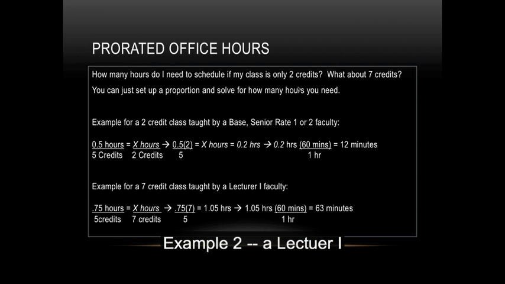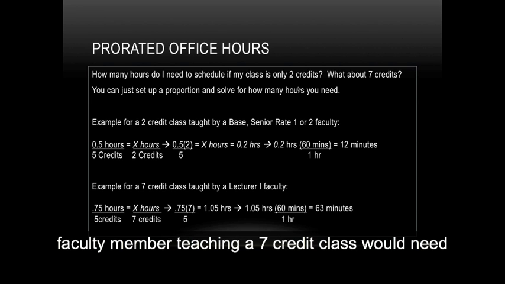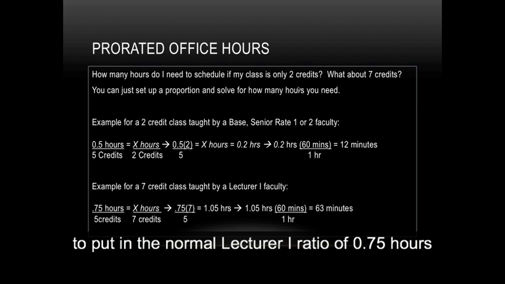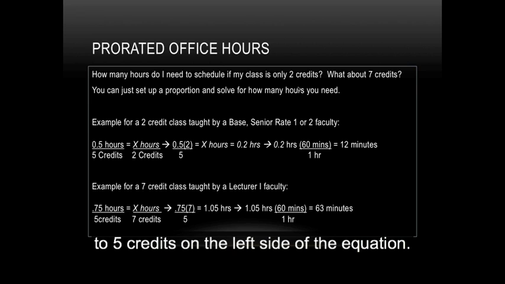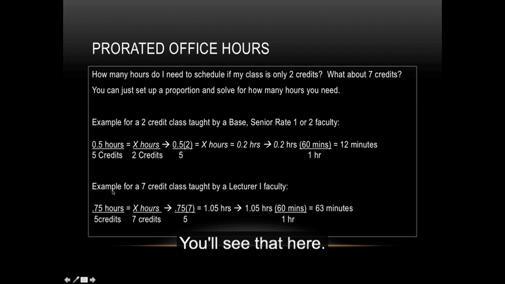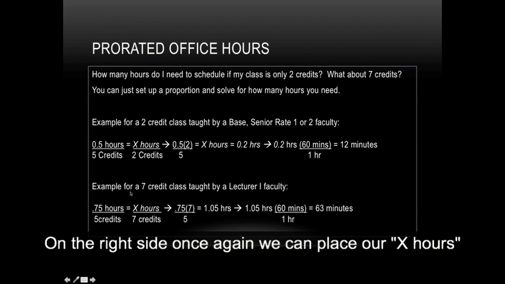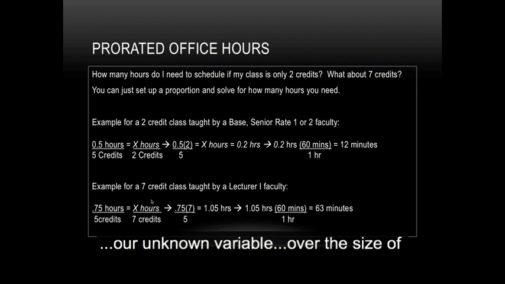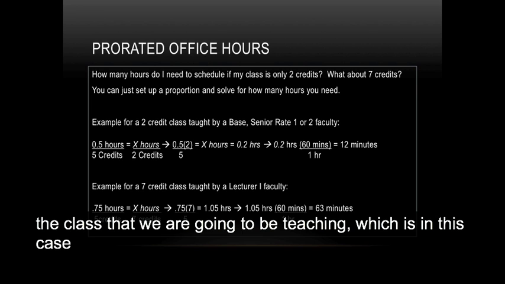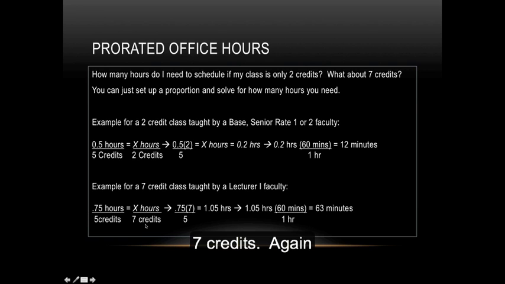Example 2. A Lecturer 1 faculty member teaching a 7-credit class would need to put in the normal lecturer ratio of 0.75 hours to 5 credits on the left side of the equation. On the right side, once again, we can place our X hours, our unknown variable, over the size of the class that we're going to be teaching, which is, in this case, 7 credits.